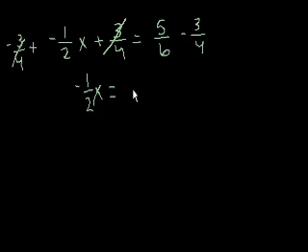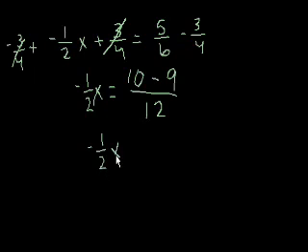We have to do this fraction addition or fraction subtraction. So the least common multiple of 6 and 4 is 12. So that becomes 5 over 6 is 10 over 12 minus 3 over 4 is 9 over 12. So we get minus 1/2 x is equal to 1/12. Hopefully I didn't make a mistake over here. And if that step confused you, I went a little fast, you might just want to review the adding and subtraction of fractions. So going back to where we were.